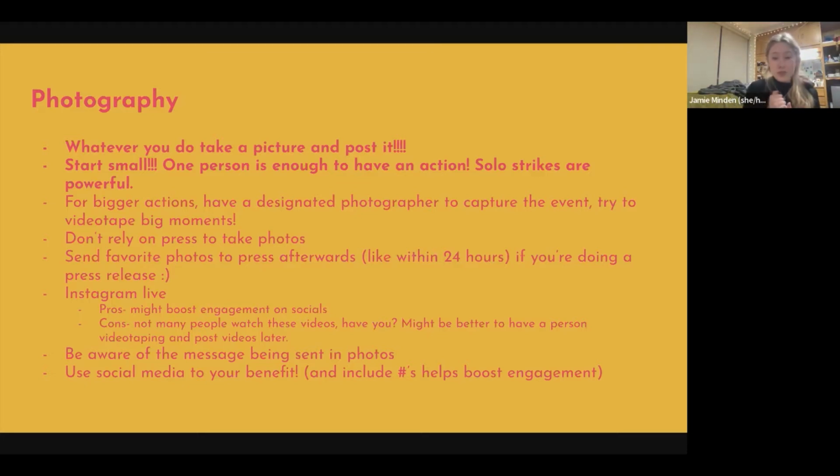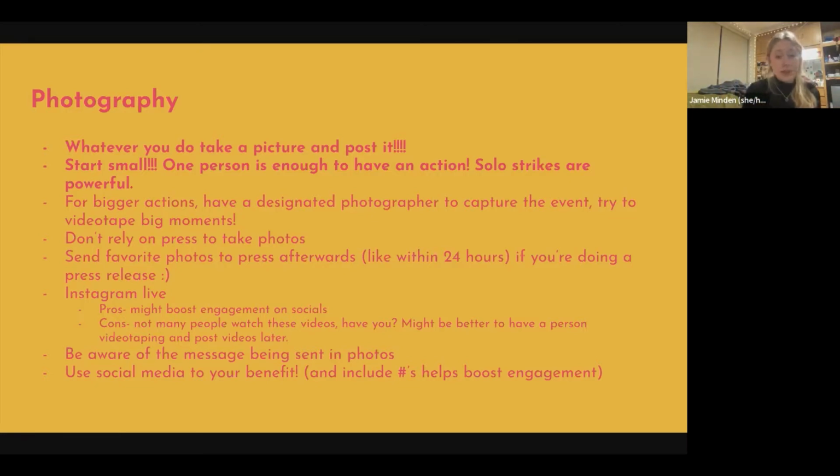Press might not show up to your events right away in the beginning. So what a lot of people do is they send out press releases afterwards, like, hey, we had this action, this is what happened. And so it's really great to have a photo in the press release that they can use, or a couple photos. Within 24 hours, if you're doing a press release, do it fast. Don't wait a week and then send.